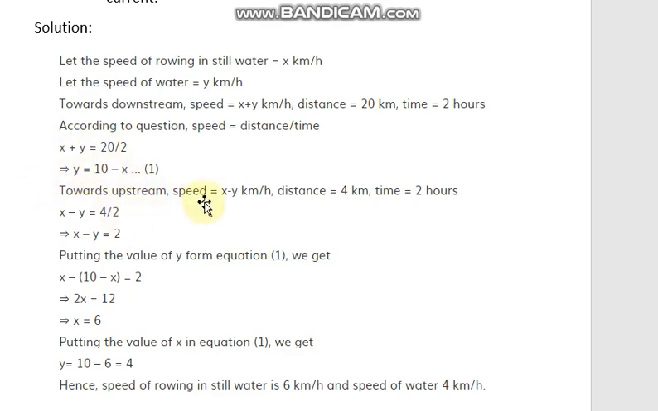Now towards the upstream, the speed is x minus y because we are going in the opposite direction. So the speed will decrease. So that will be x minus y. A distance of 4 kilometers is covered in 2 hours. So again we are using speed equals distance upon time. So x minus y equals 4 upon 2. We are getting here x minus y equals 2. So we are using the substitution method. From the first equation we made y the subject. So that value I am putting in x minus y equals 2. So x minus (10 minus x) equals 2. Hence x equals 6. And we also get the value of y with the help of the value of x.